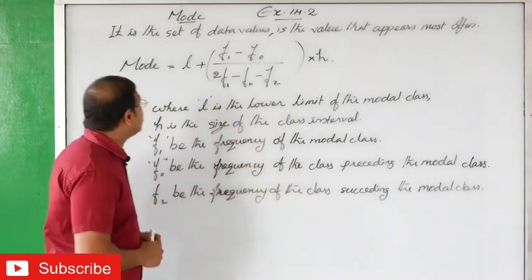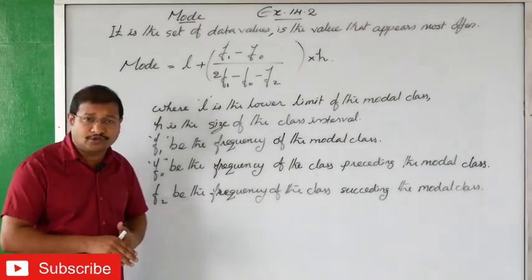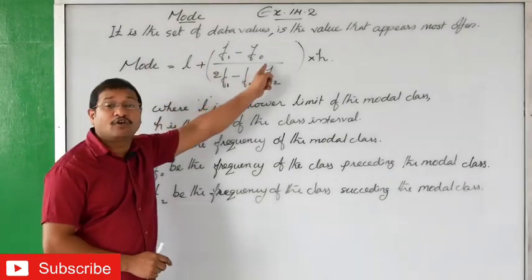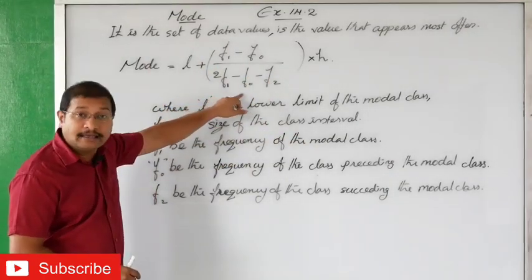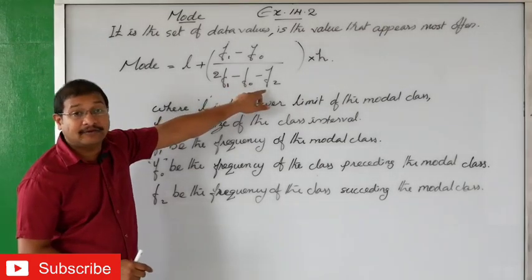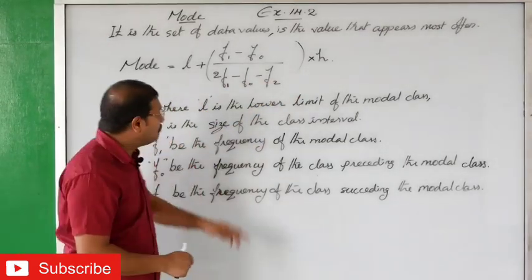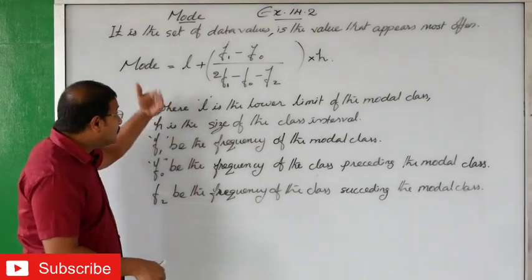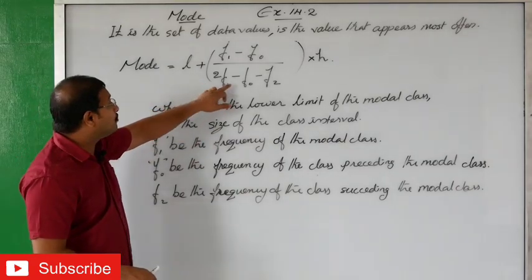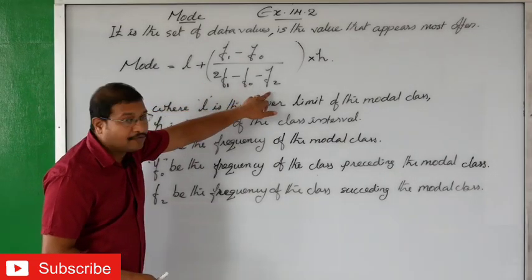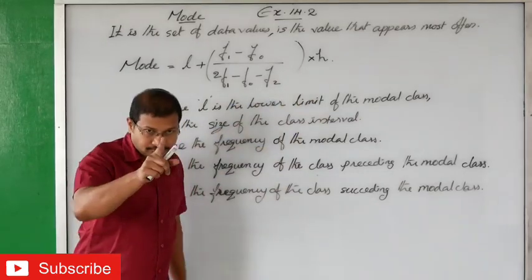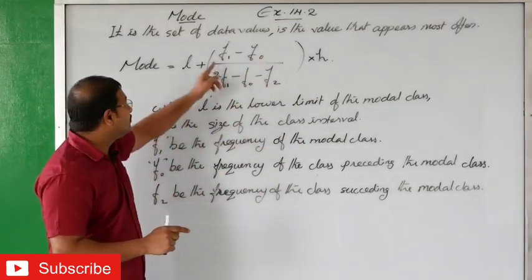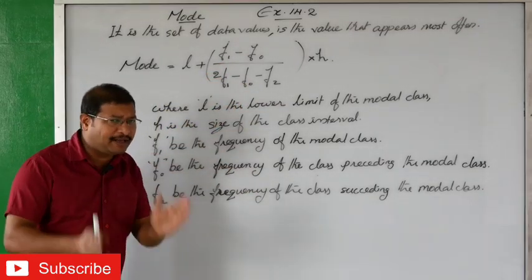Okay. Let's start the work now. The mode equation you should know first. Mode equals L plus (F1 minus F0) divided by (2F1 minus F0 minus F2), into H. Don't forget, you should not read it as "FO" because 1, 2, 3 come in sequence, it will be F0.